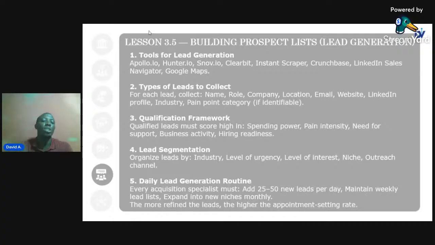So, for example, if you target healthcare this month, you can look into a different niche under healthcare, and then you prospect like that. We're going to talk about industries and niches as time goes on in subsequent modules as well. Then the more refined the leads, the higher the appointment setting rate, and hence the higher you'll be able to close the deal.